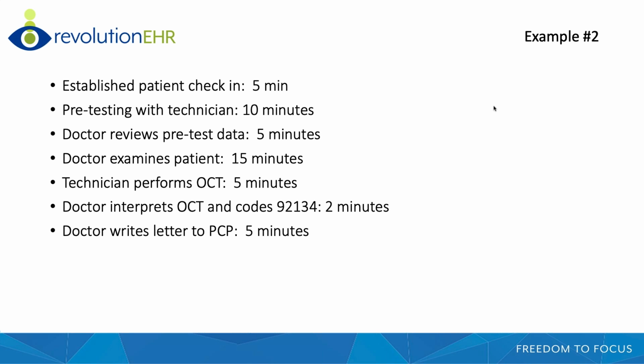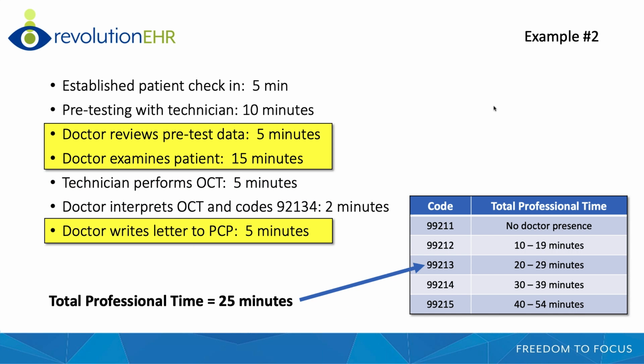Here we have an established patient. They check in, again, 5 minutes, pre-testing 10 minutes. The doctor reviews pre-test data. The doctor examines the patient. Let's say that during the course of the exam, the doctor identifies a retinal lesion that warrants, in their opinion, OCT. So the doctor orders a retinal OCT. The technician performs that OCT, takes 5 minutes. The doctor then interprets the OCT and rightfully codes 92134 and adds it to the claim. And that process takes 2 minutes. At the end of the visit, the doctor writes a letter to the primary care physician and summarizes her findings and summarizes what she plans to do about it. And that takes 5 minutes. So the key part of this is understanding that the OCT being coded separately includes the interpretation report.